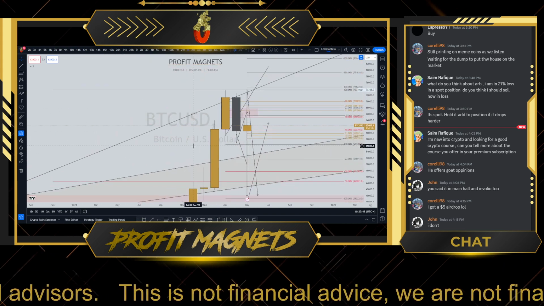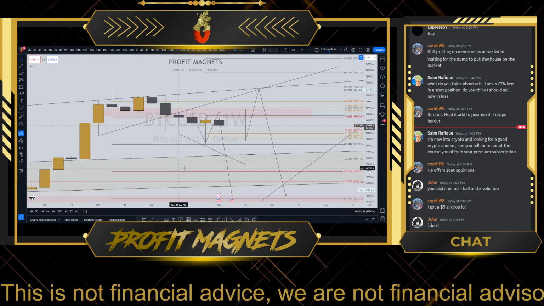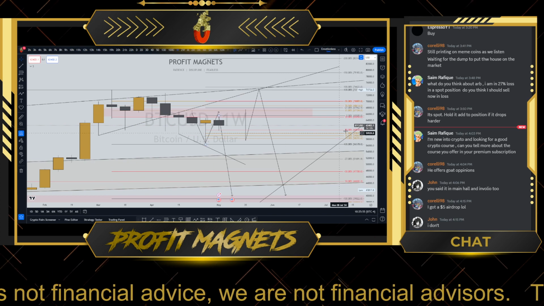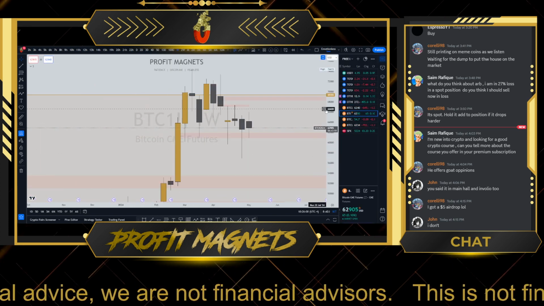So anyway, this is the game plan on Bitcoin at this moment in time. We're waiting to see how it develops. The main two scenarios that I have are these two scenarios right here. Okay. You then move to the CME futures.